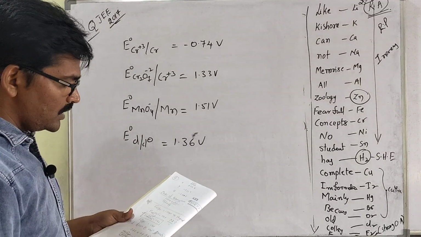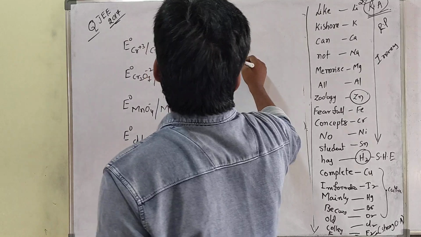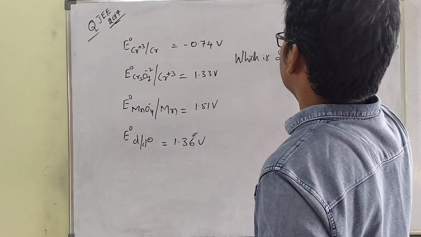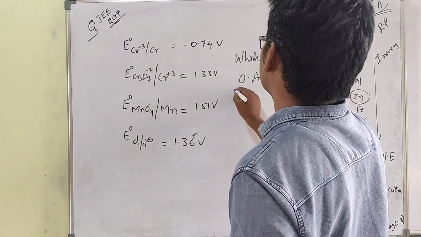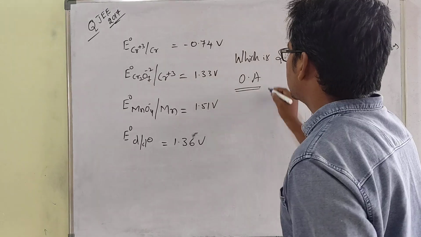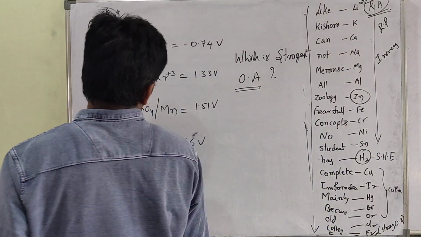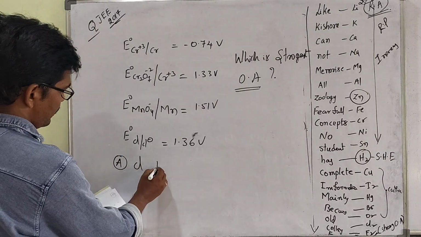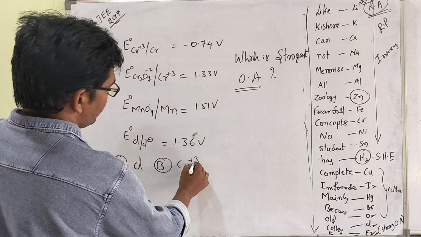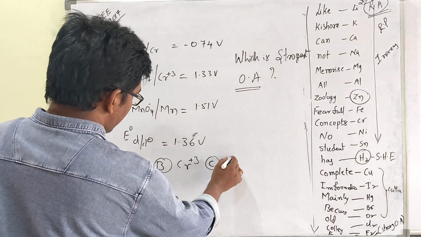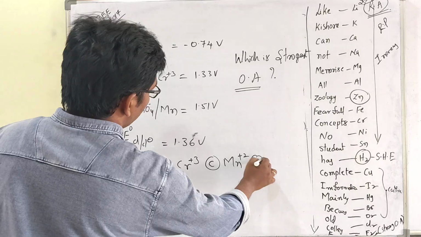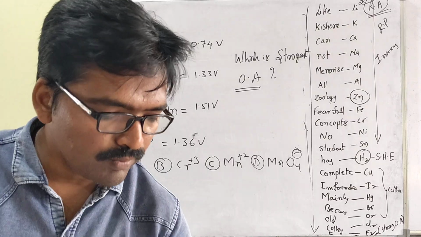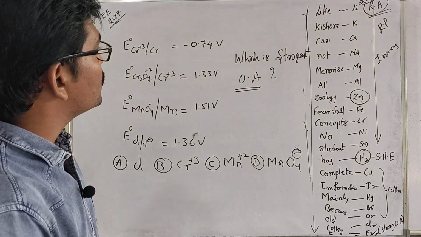They're asking which is the strongest oxidizing agent. Options are given: option A Cl, option B Cr plus 3, option C Mn plus 2, option D MnO4 minus. Remember MnO4 minus. Which is the strongest oxidizing agent?